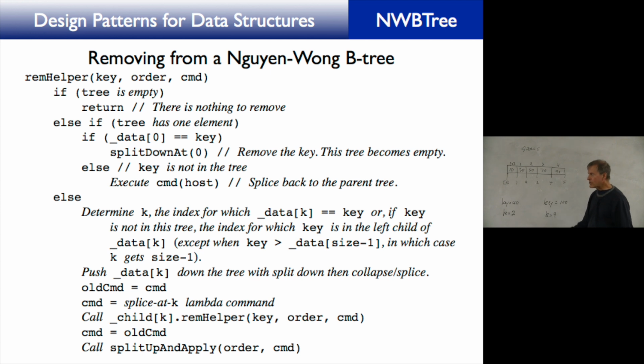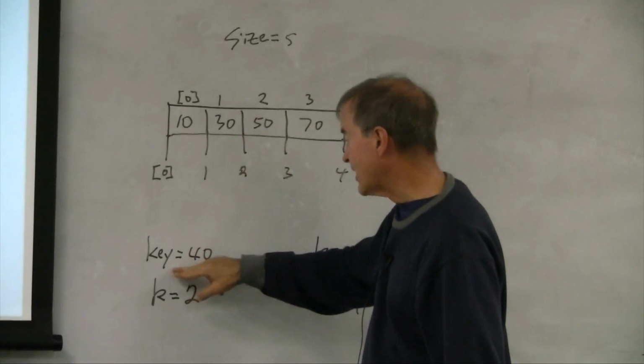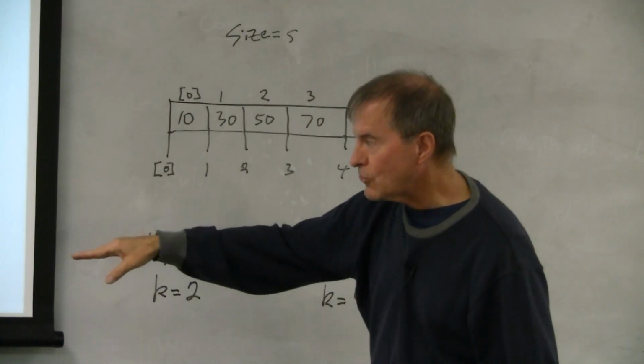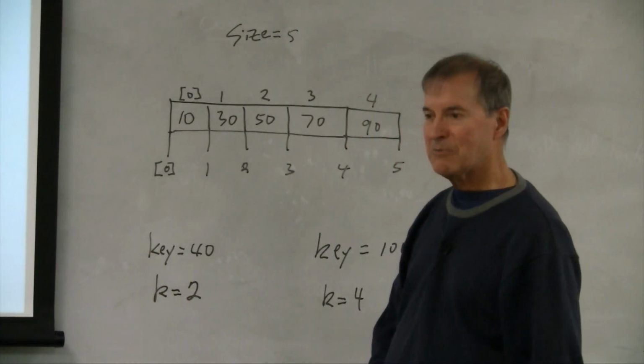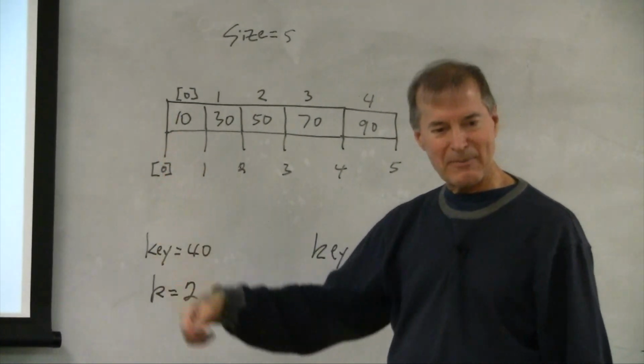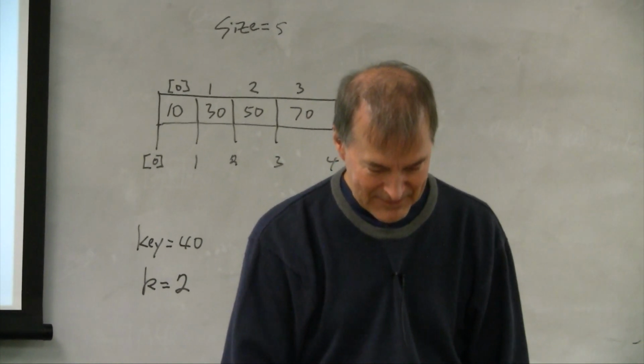So look, we push it down the tree with split down and then collapse. But this is the same code as before. Old command gets command gets splice at. So here, if it were 40, that command would get splice at what? Here, if the key were 40, the command would get splice at 2, and we would pass splice at 2 down, just like we did before. And then we restore the old one and we fix it up on the way up, just like before. Oh my goodness, this is quite nice.